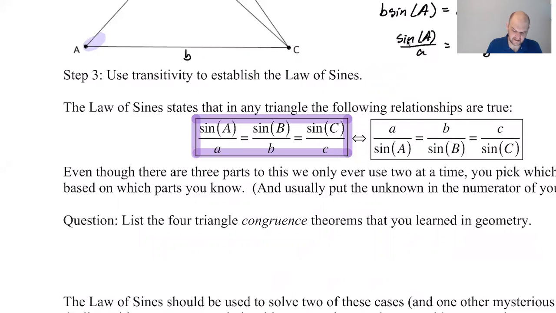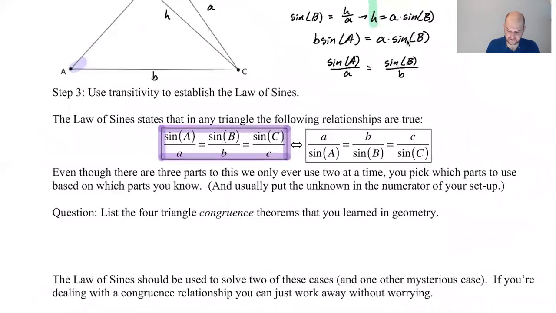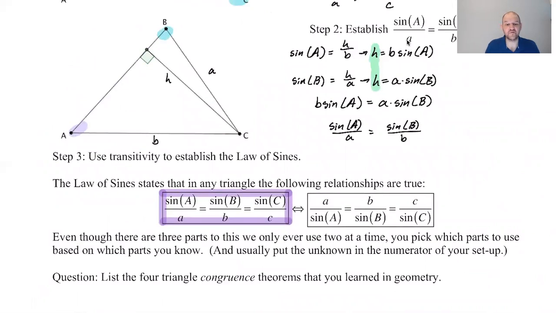But anyway, it's sine of the angle over the corresponding side equals sine of an angle over the corresponding side, and so forth. Also, you can flip them over, and you can have side over the sine of the angle, side over the sine of the angle. Just depends on what you're trying to solve. So that's the derivation of the law of sines. So that's where it comes from.